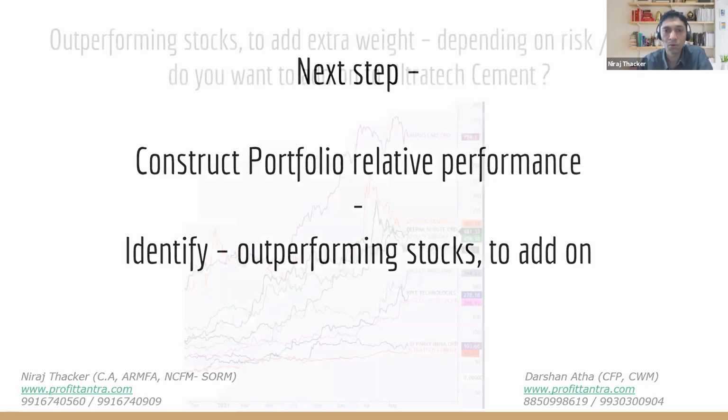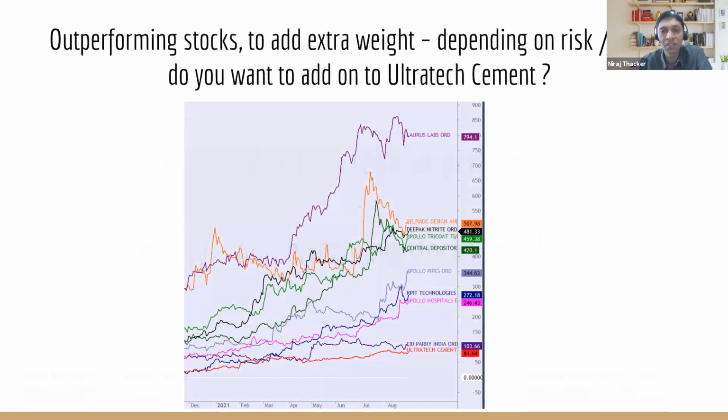So how to do that? For example, these are a few stocks which I'm holding. And you can see Laurus is the highest outperformer. So if I want to add, and if it is near a base giving good results, if you feel there is an expansion, you want to add to Laurus Lab, correct? You don't want to add to Ultratech. Ultratech, you don't want to add more, correct? Because it's the least performing in your portfolio.